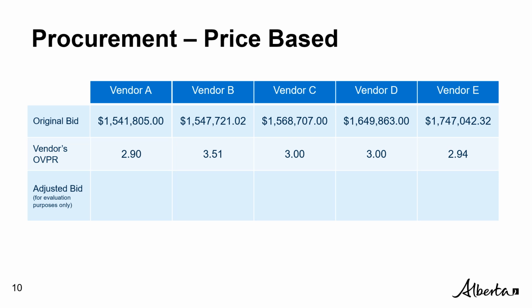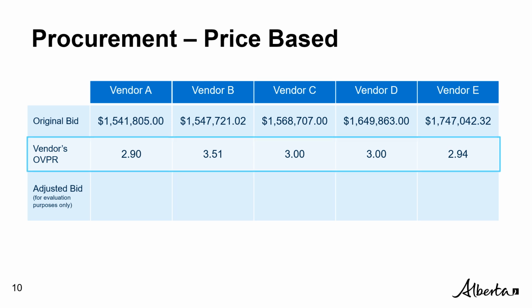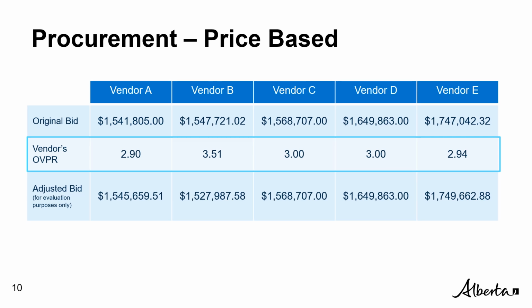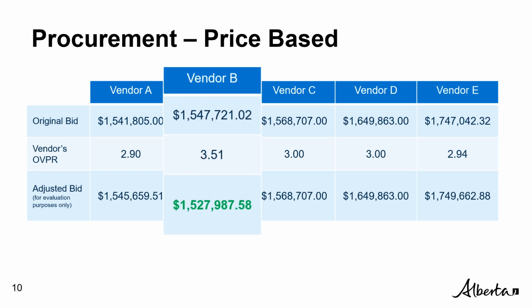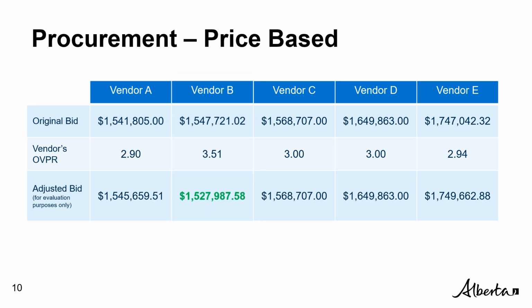Next, we have an example of a procurement based upon price, where the lowest dollar value bid is a successful proponent. This time, vendor A has the lowest bid amount prior to any adjustments, beating vendor B by less than $6,000 on a $1.5 million bid. Now let's see what the adjusted bids are after considering each vendor's OVPR adjustment. In this case, a positive adjustment with an OVPR above 3 actually lowers a bid amount.